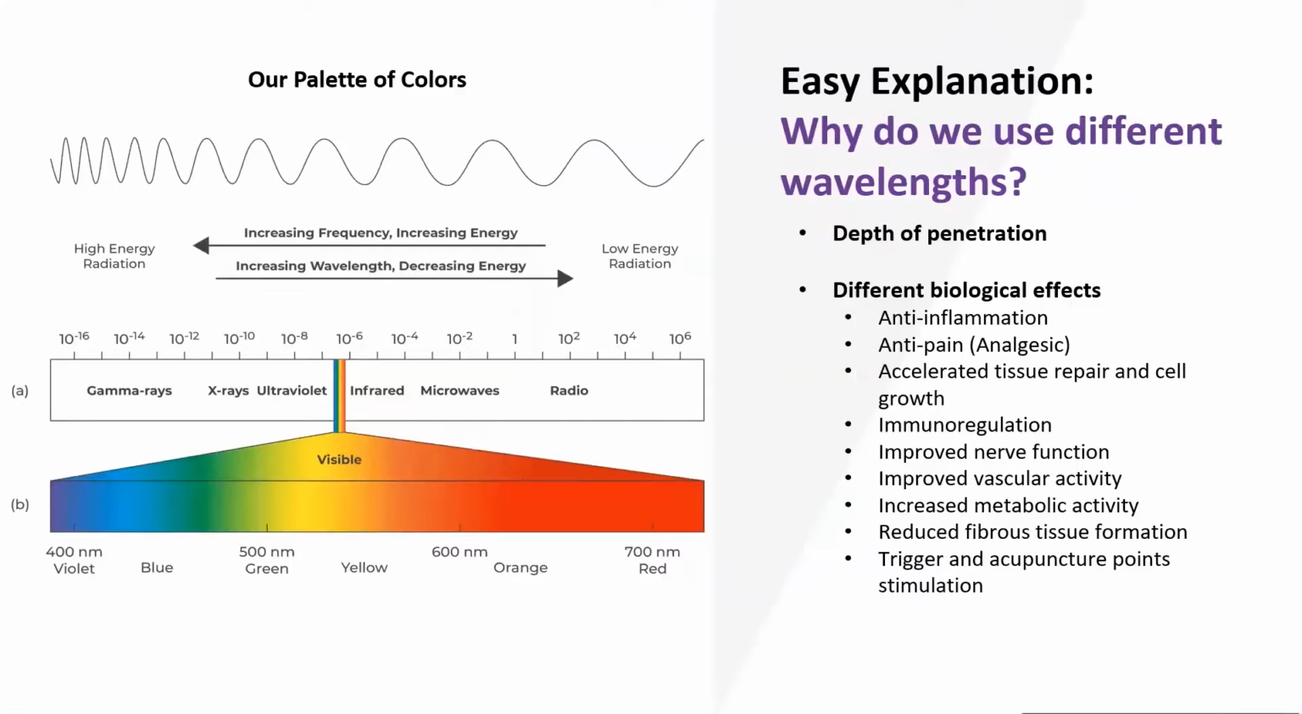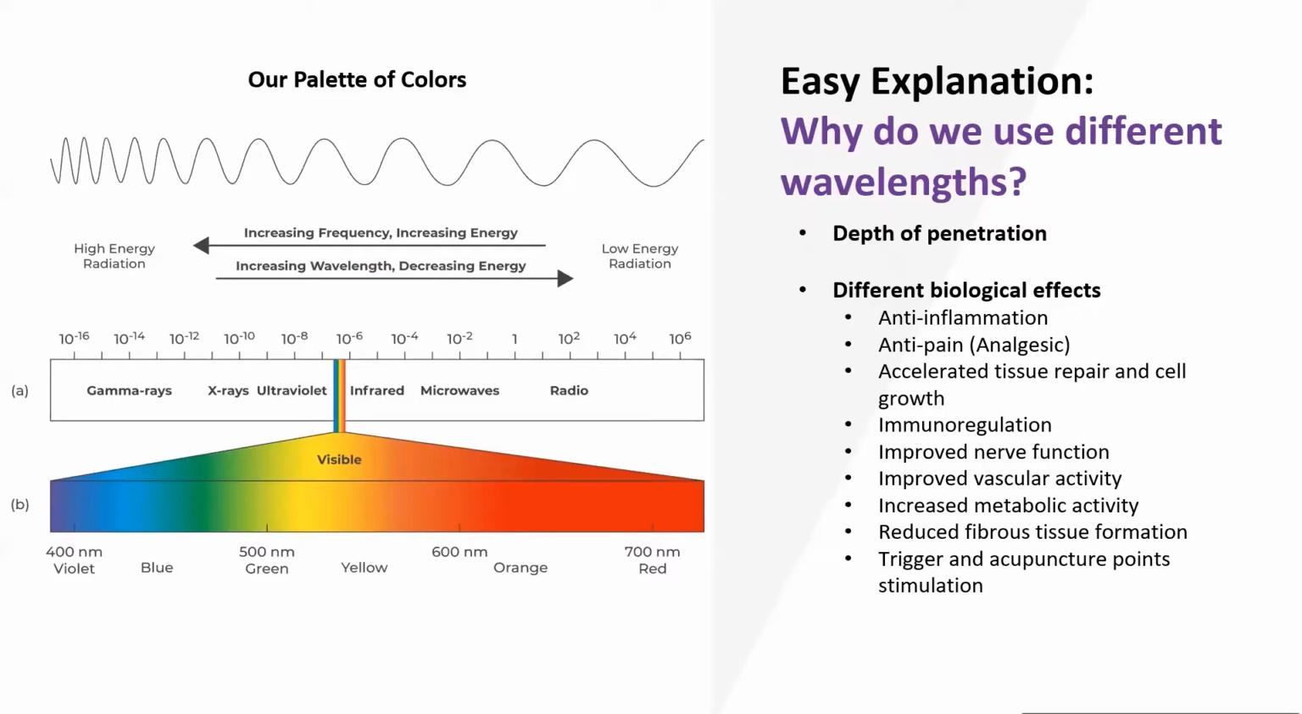Our palette of colors. Why do we use different colors? Depth of penetration. So you see on the left, we've got the blue, the red, and the infrared, which is just a teeny little bit of the overall spectrum of light that we've got. And those different lights are going to give us different levels of penetration. And by getting the light into the body, we're going to kick off a variety of different biological effects, whether it be anti-inflammation or anti-pain.